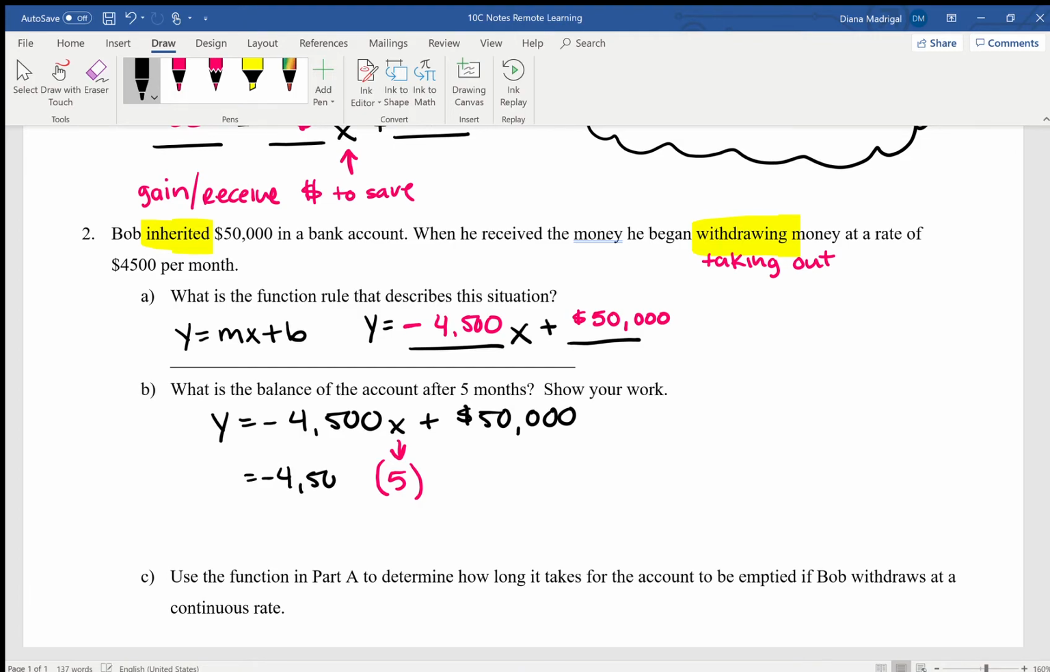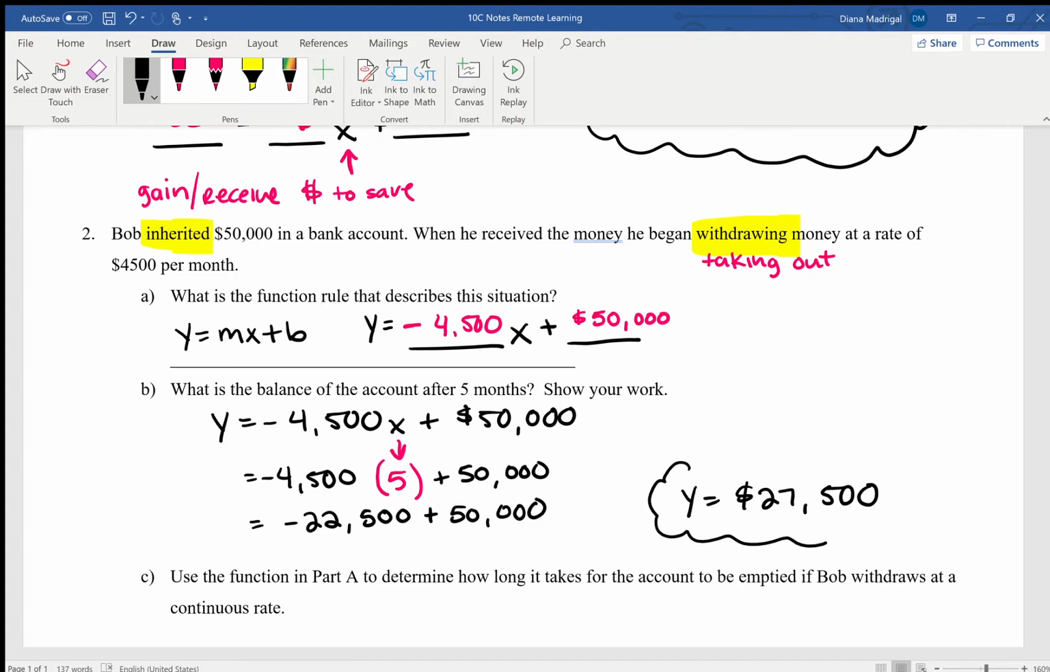That means I'm going to multiply negative 4,500 times 5, and then I'm going to add it with the 50 grand. So this is where you're going to use your calculators. You're just going to plug in negative 4,500 times 5, which is going to give me negative 22,500. And then I'm going to add to the 50,000. Again, this is all through your phones. So my answer is going to be y equals 27,500. That is how much money I'm going to have after 5 months. All right, so that's part B.